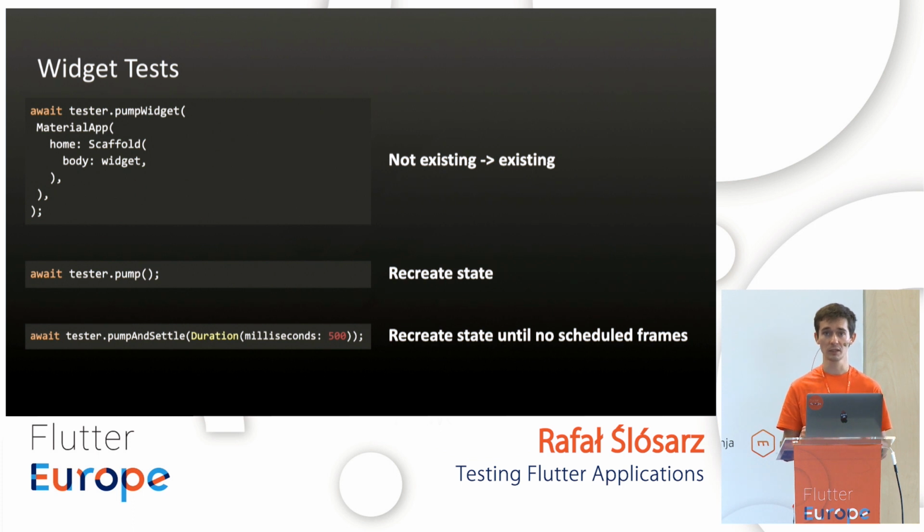And we also have a nice and funny function called pumpAndSettle, which will repeatedly call the pump function until there are no scheduled frames. This is nice, and it works fine when we want to wait until all the transitions have ended to see what's on the final screen. But we also have to be aware that if we have some pending animations on our screen, like some indicators or anything like this, it will basically mean that our test will just hang and wait forever. So this is a limitation of using this function.